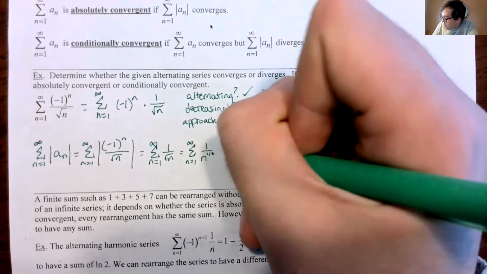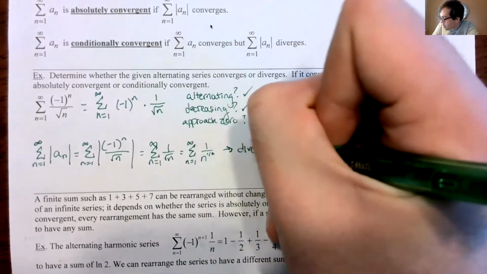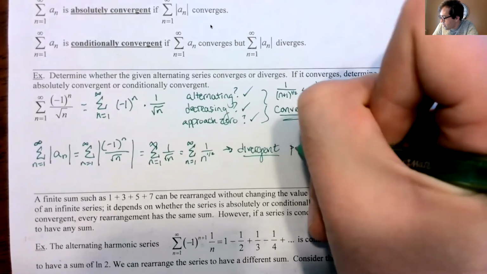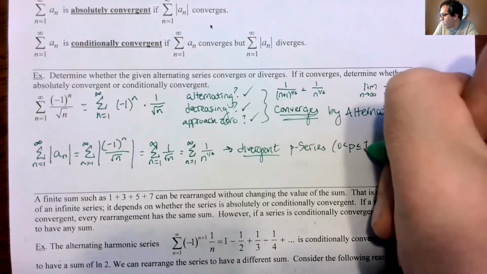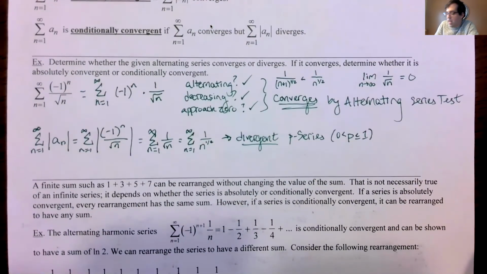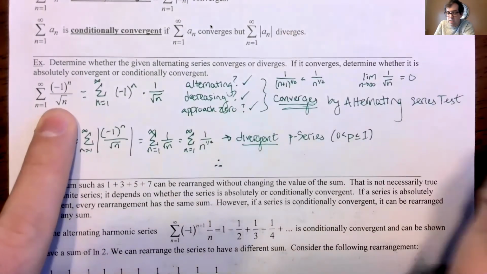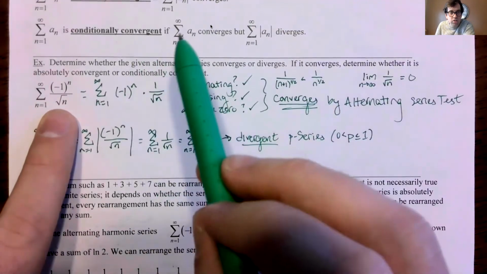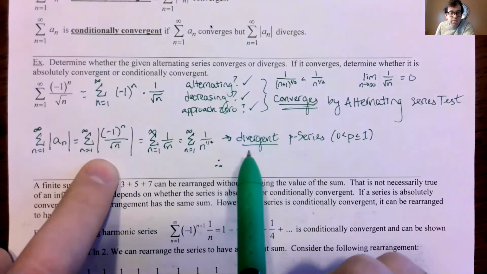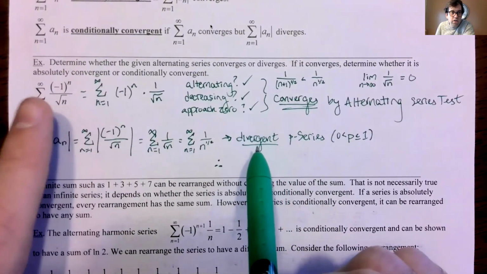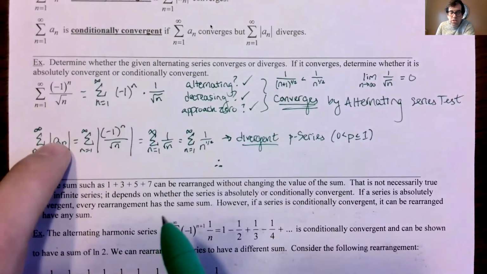So this right here is a divergent p series because 0 is less than p is less than or equal to 1. And therefore, the original series is conditionally convergent because the alternating series converges, but the absolute value diverges. So we just call that conditionally convergent, and the condition is that it's alternating. That's the condition that makes it converge.